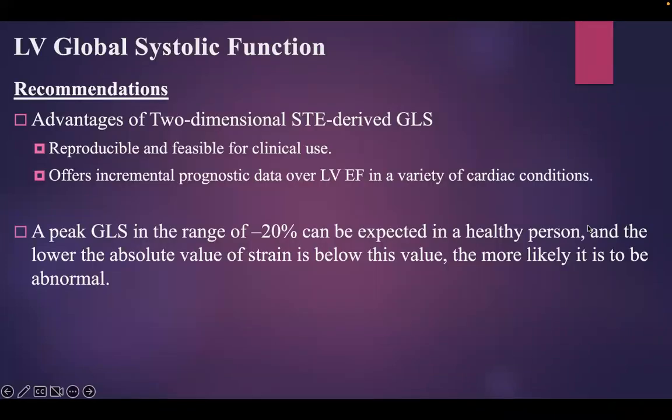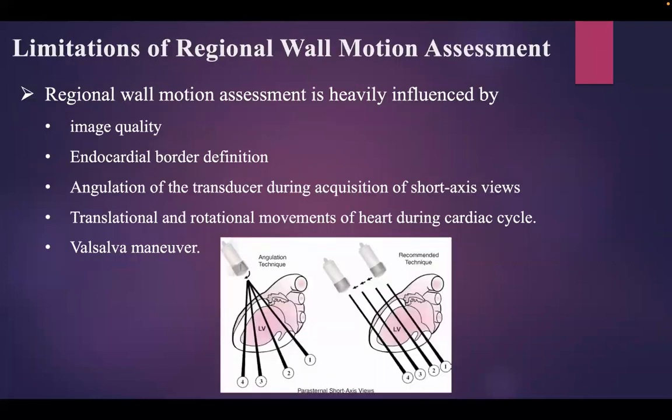So the recommendation for evaluation of LV global systolic function is to use speckle tracking derived GLS, because it is reproducible and feasible, and it offers incremental prognostic data over the LVEF in a variety of cardiac conditions. And GLS in the range of minus 20% can be expected in a healthy person, and a lower value is most likely to be abnormal, and we need to look into the details of its abnormality.